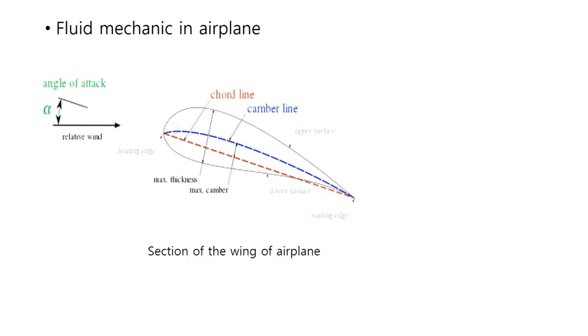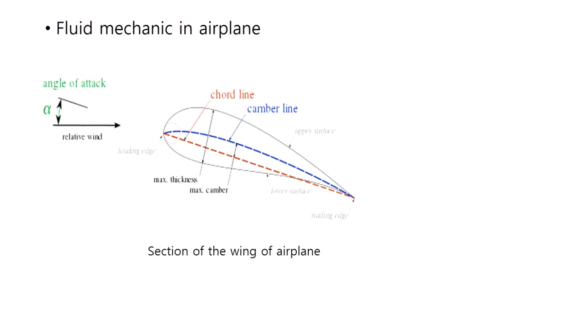Lastly, fluid mechanics used in airplanes. There are four forces on the plane: lift, drag, thrust, and weight. Among these, lift is the force that is directly involved in making an object float in the sky. To fly a plane, you just have to make the lift greater than gravity. So what fluid mechanics is applied to an airplane?